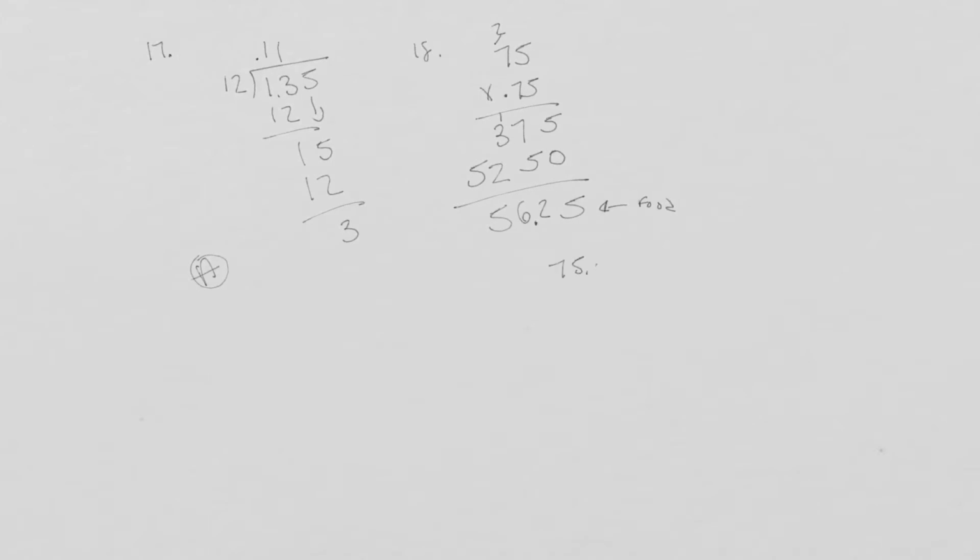Now, $75 minus 56.25, 14 minus 6 is 8, so $18.75 is left for expenses. Number 19.